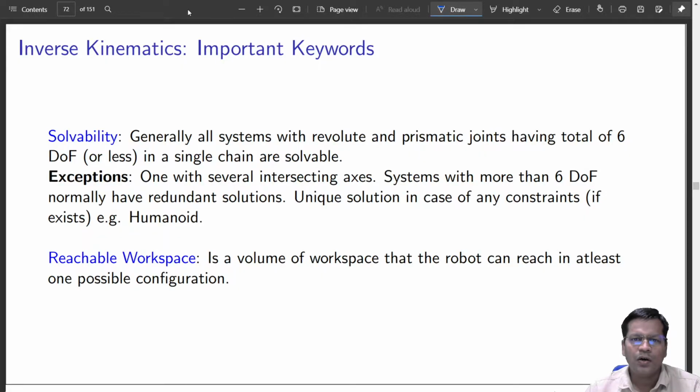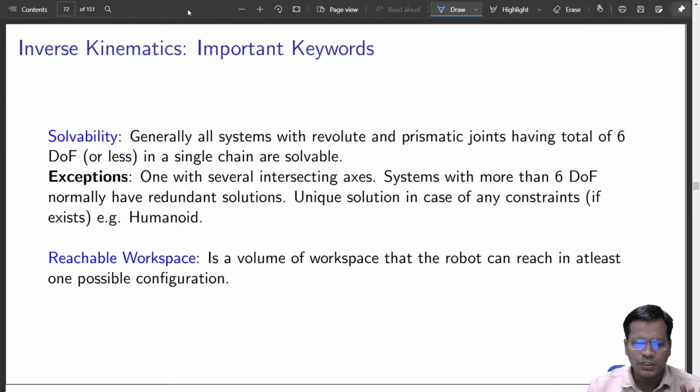Solvability: generally, all systems with revolute and prismatic joints having a total of 6 degrees of freedom or less in a serial chain are solvable. Not all systems are solvable. You intend to solve them, but it may be possible that the system forms an algebraic equation which is not solvable. Maybe we'll encounter a few of them. I'll give you some unique examples which have those problems.